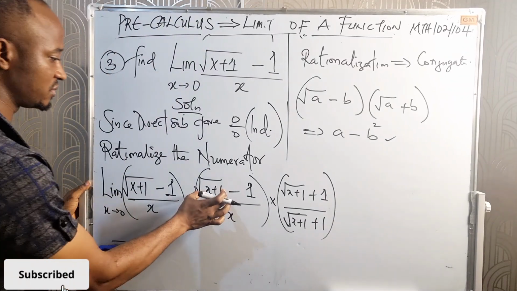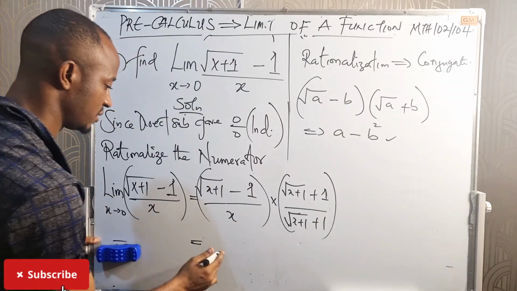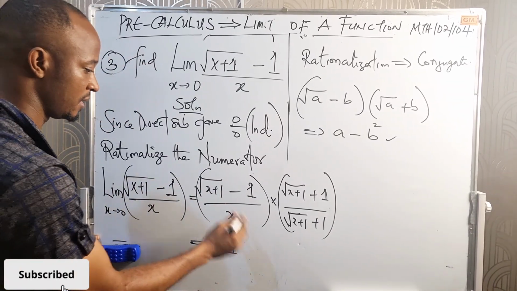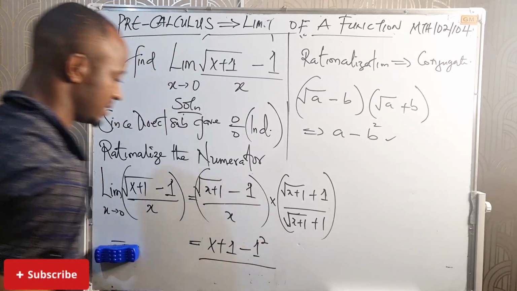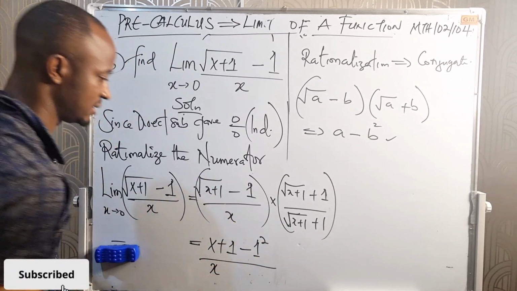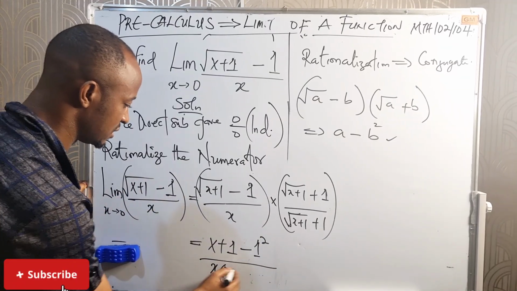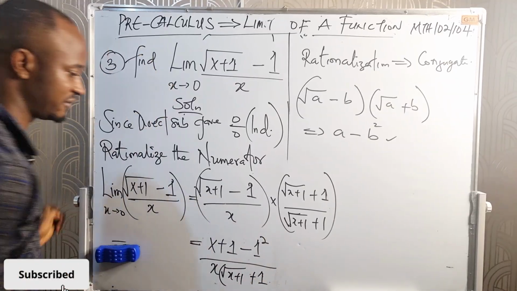So our a here becomes x plus 1, then minus 1 squared, all divided by x. These two are not conjugates, so I will just bring them out as a product: x times root x plus 1 plus 1. I hope you guys are following.